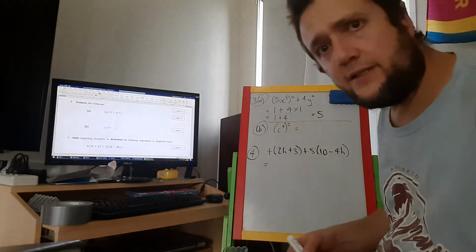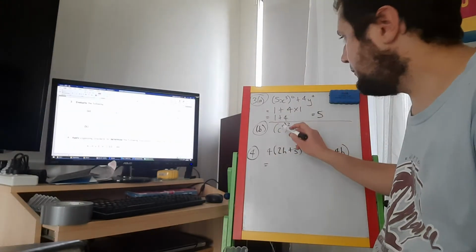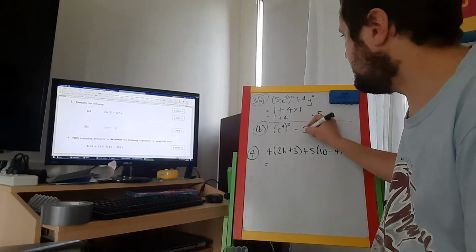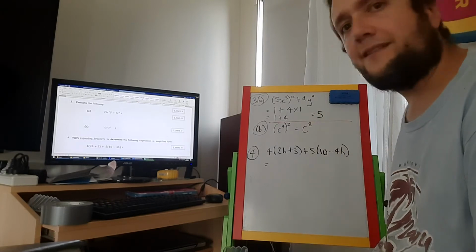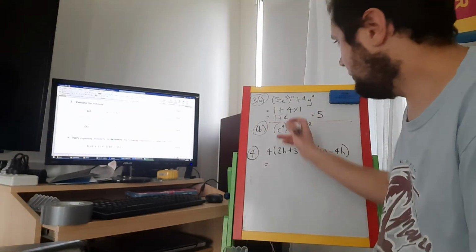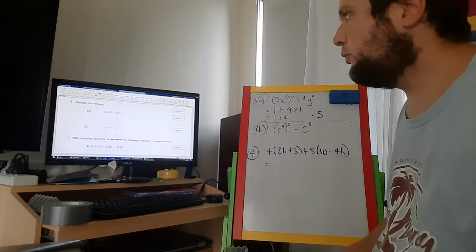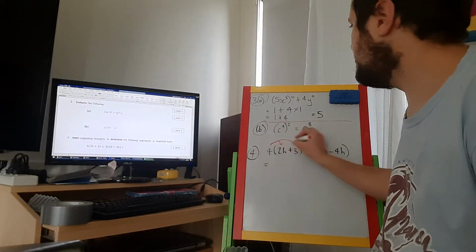Second question, very similar to one we did earlier. When you have a power to a power, you need to multiply the indices. So that's going to give us c to the power of 8. 4 times 2.